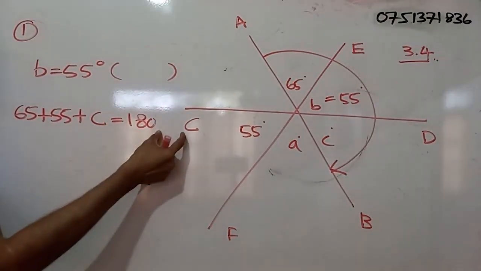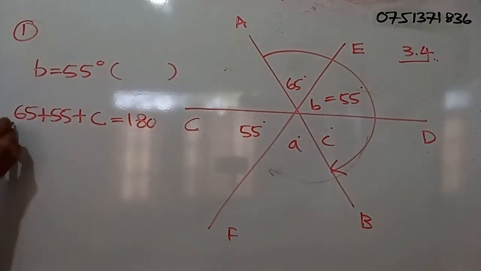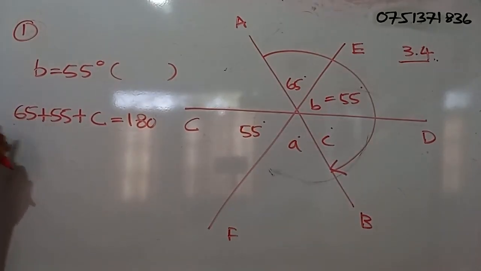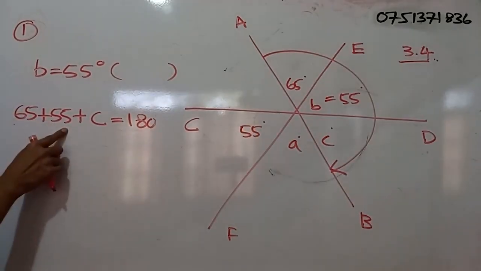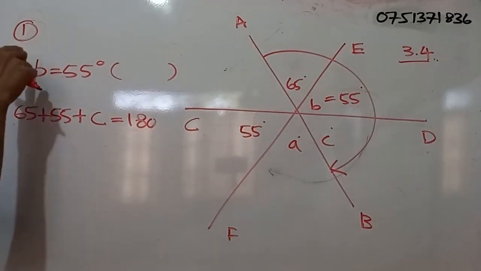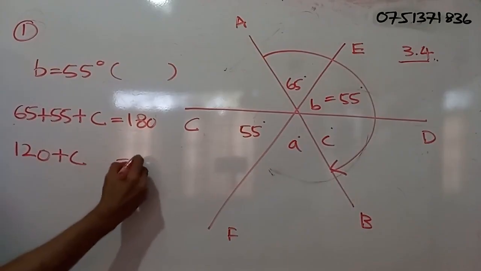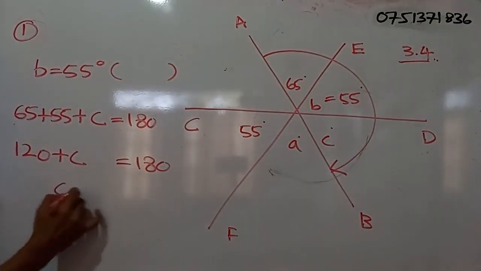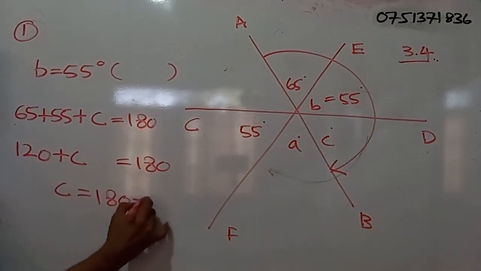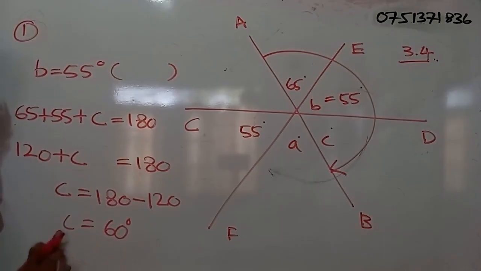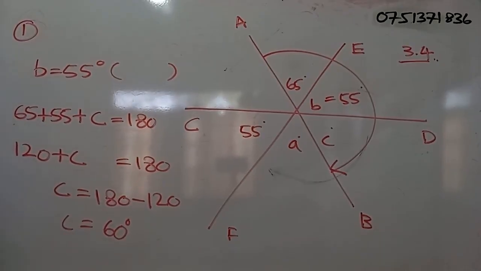180. So within the brackets we need to put the reasoning. So these two, 60 plus 50, we know that is 110. 5 plus 5, that is 10. 110 plus 10, that is 120. 120 plus C, that is equal to 180. So C equals what? 180 minus 120. So we get what? 60 degrees. Sorry. So C is 60 degrees.